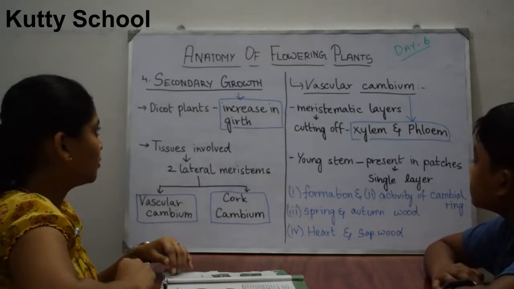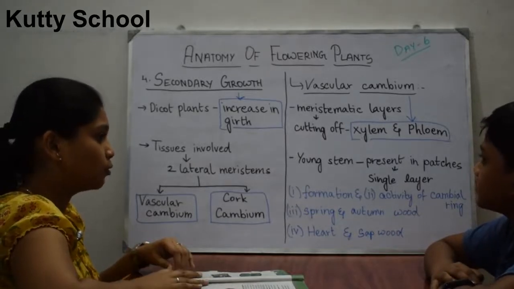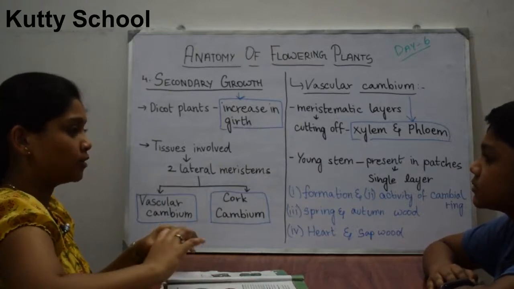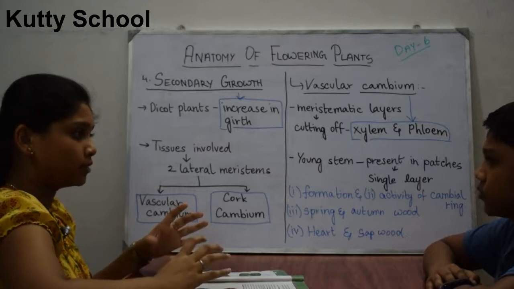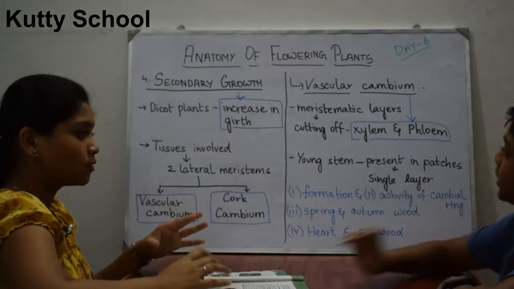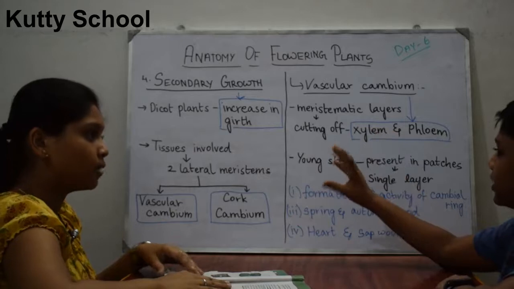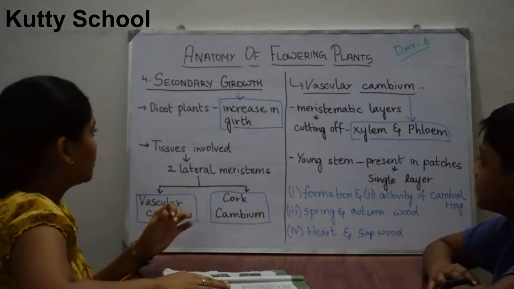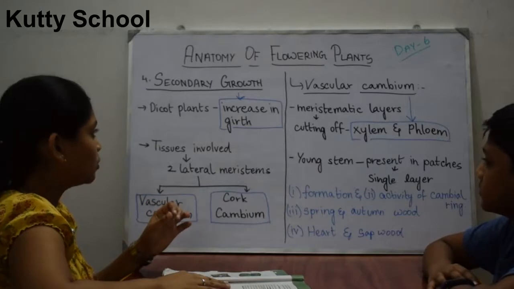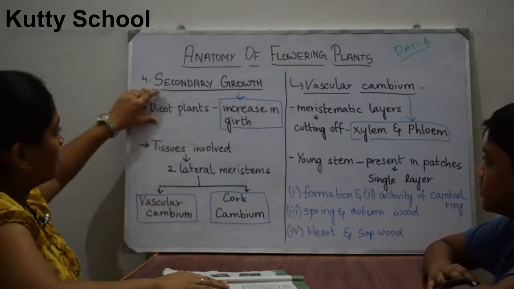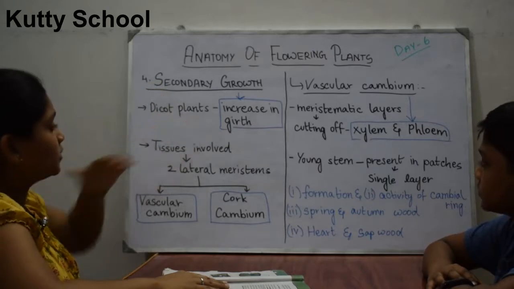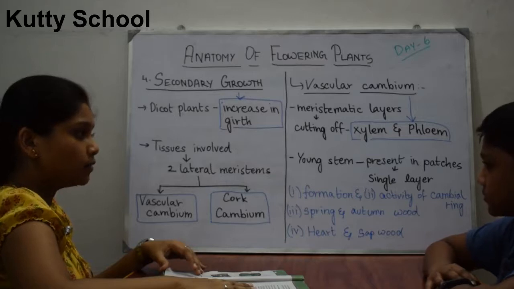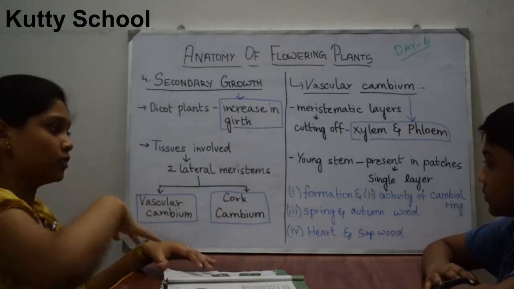So now we are coming to the fourth topic, which is secondary growth. We have already studied that secondary growth generally takes place in dicot plants. In monocotyledon plants, only primary growth will take place. In dicot plants, secondary growth will take place, and this is generally known as the increase in girth. Girth is nothing but the lateral sides of the stem.